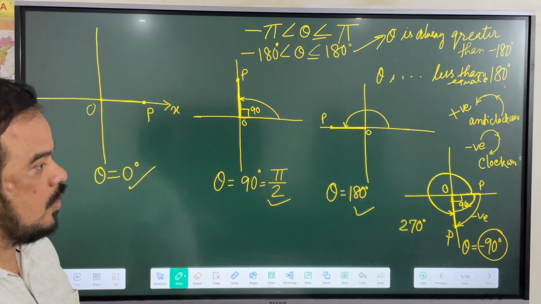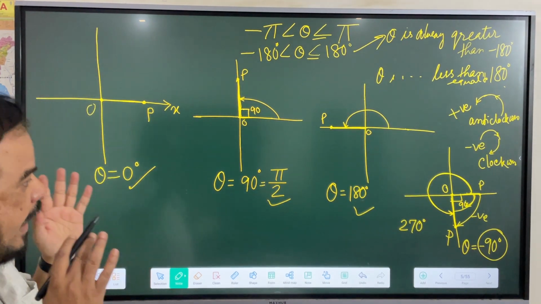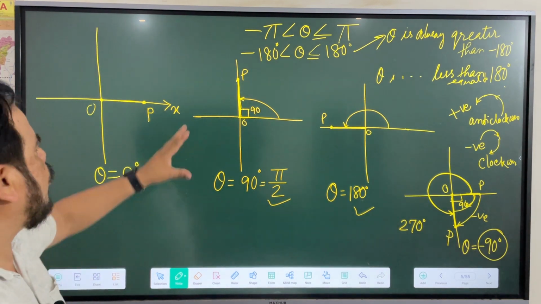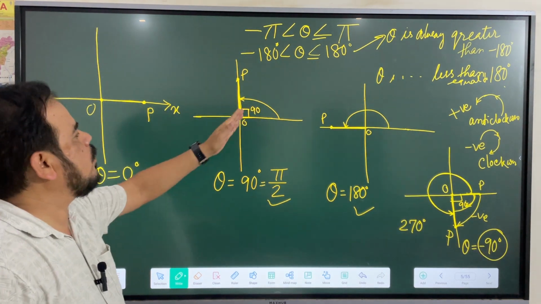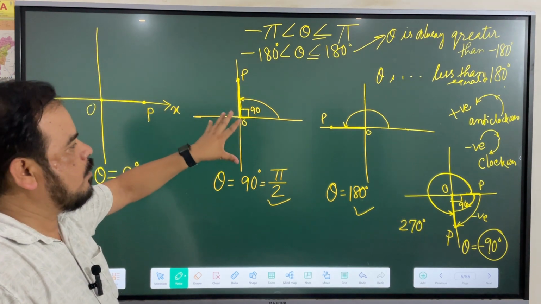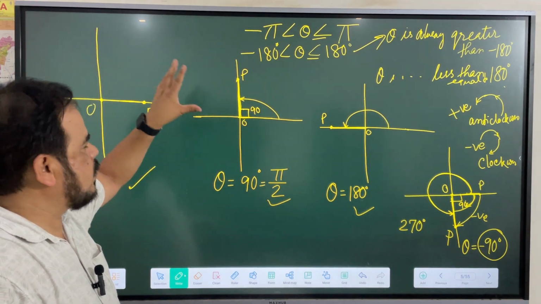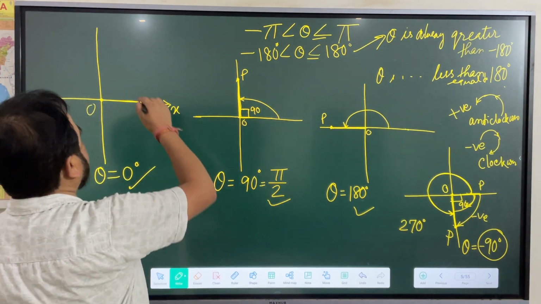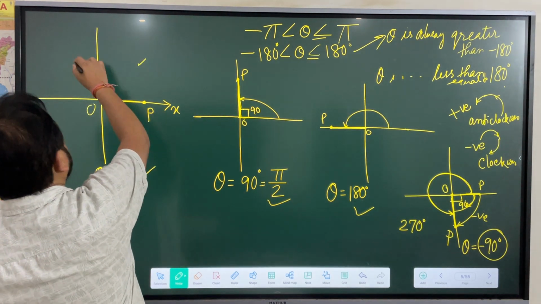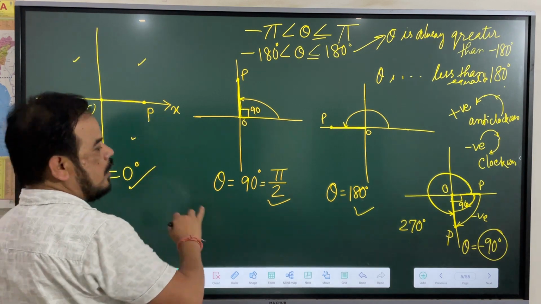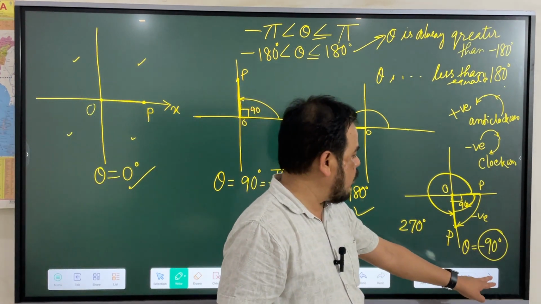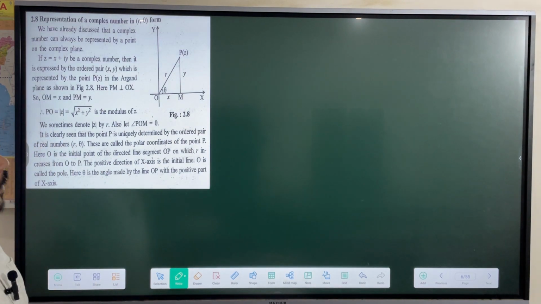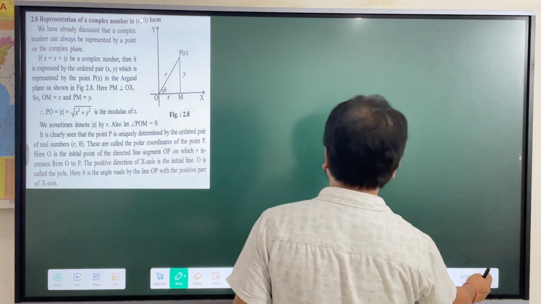So what we have learned just now, if the point is on axis, 4 points on different axes, 4 parts are there, 1, 2, 3, 4. So we have learned if the points are on x-axis and y-axis, what will be the value of theta. Now we will learn if the point is in first quadrant, second quadrant, third quadrant, fourth quadrant, then what will be the value of theta. This one we will see later on.